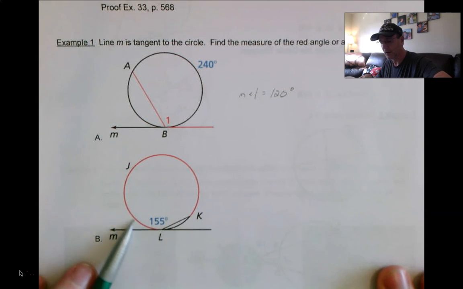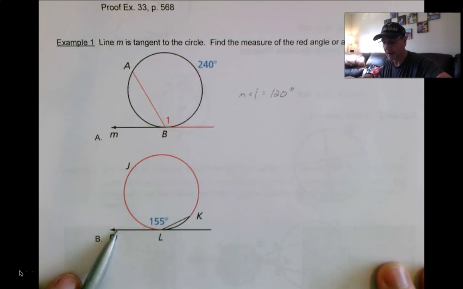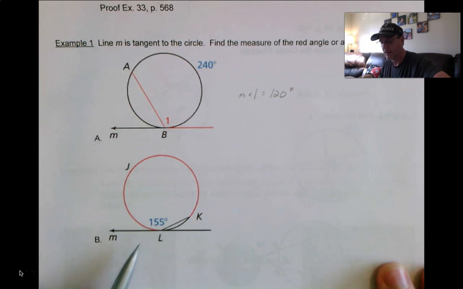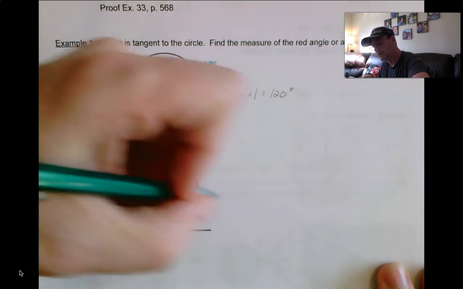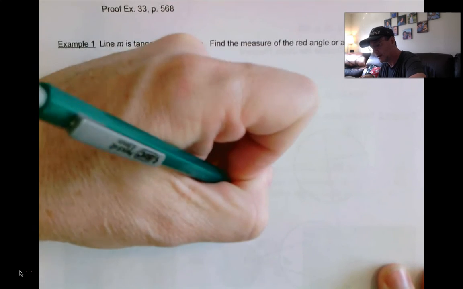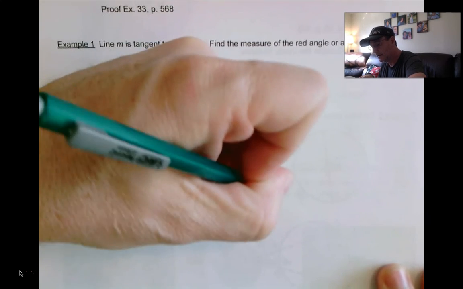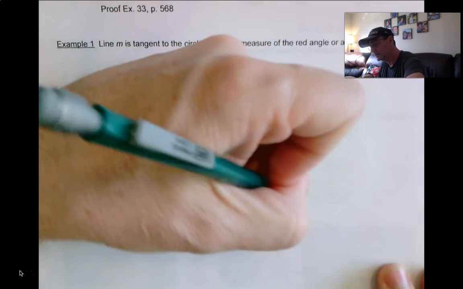We're looking for the red arc, LJK. LJK is being intercepted by this angle, MLK, and it's got to be double that measure. So the measure of arc LJK has to be equal to 310 degrees.